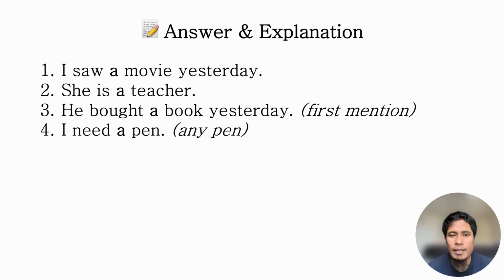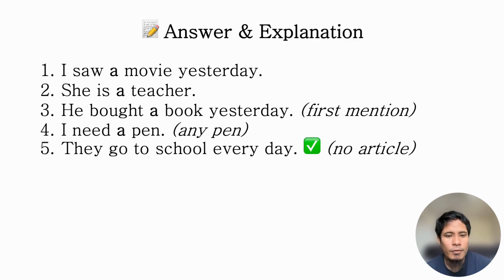And fourth, I need a pen. Here we use a because we are talking about any pen, not a specific one. Finally, they go to school every day. The sentence is general and already correct. In this case, we do not use the article the because school refers to a general activity, not a specific building.